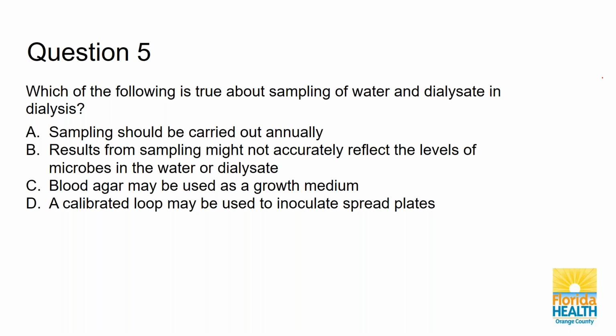Okay, so we have every answer selected. Everyone chose C, B, A, D. Everybody chose everything. So this is one that we're not sure of. Okay. Results from sampling might not accurately reflect the levels of microbes in the water or dialysate. You should have been able to cross out A because we already know that we need to do monthly testing. We saw that recommendation in our previous answer. So you should have been able to cross out A immediately.